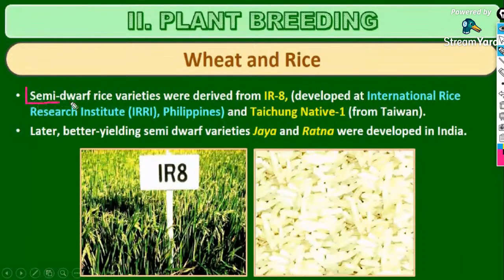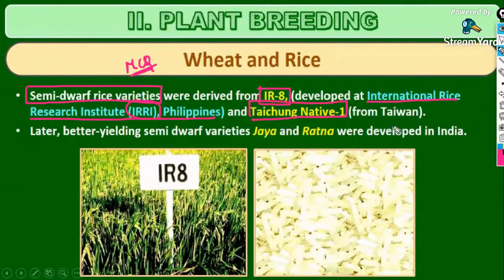So semi-dwarf varieties of rice were also introduced, derived from IR8. What do you mean by IR8? It was developed at the International Rice Research Institute in the Philippines. Very important abbreviation, IRRI. Previous year AIPMT question. And the Taichung Native 1, which was obtained from Taiwan. These all are the different names of rice. So IR8, which was developed at IRRI in the Philippines, and the Taichung Native 1, which was from Taiwan.